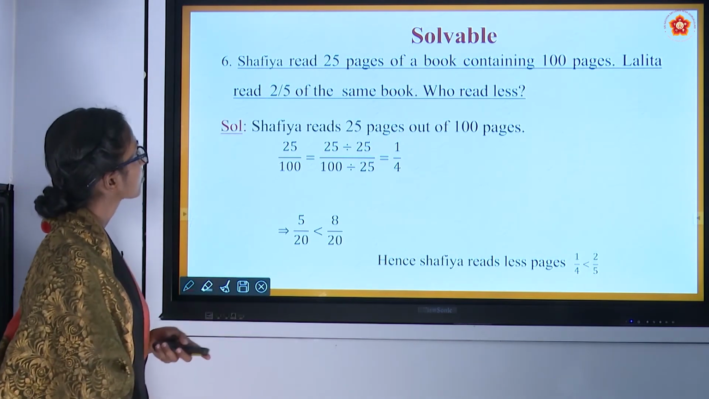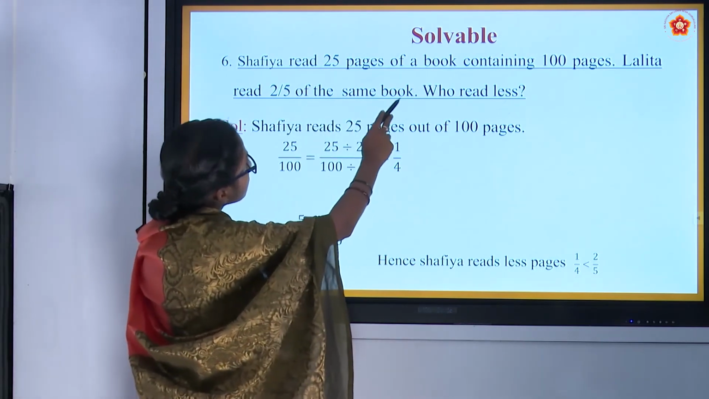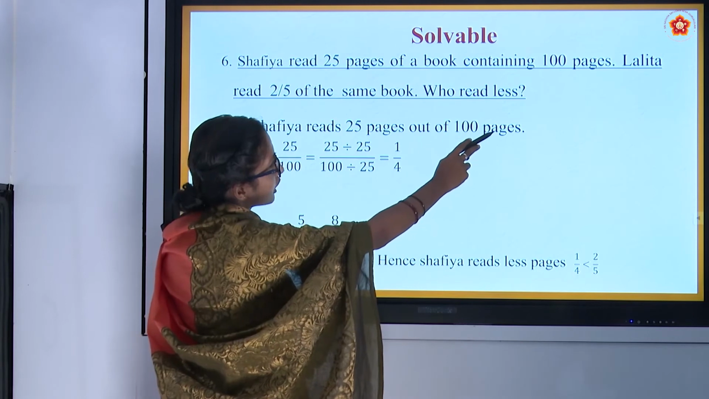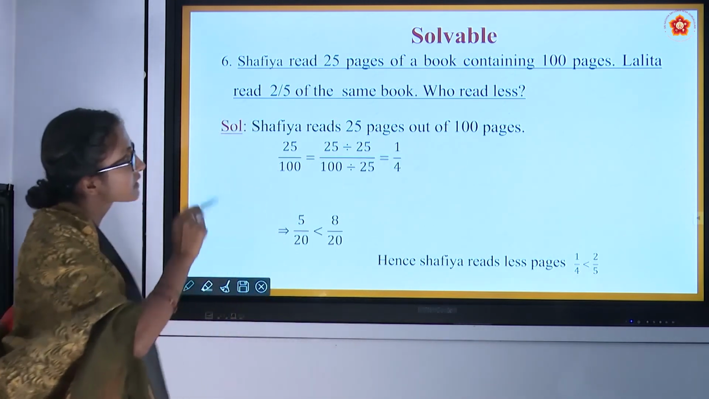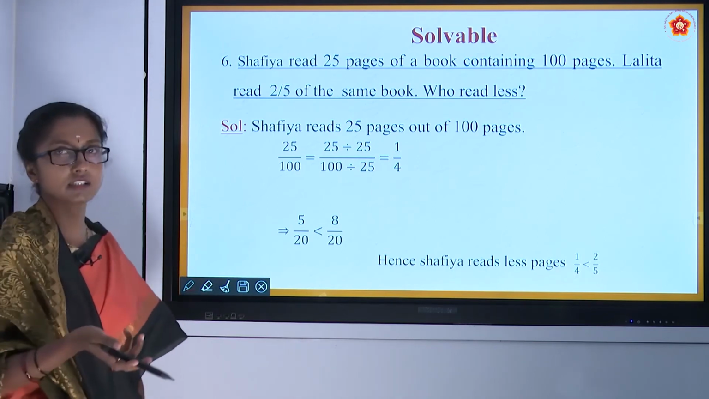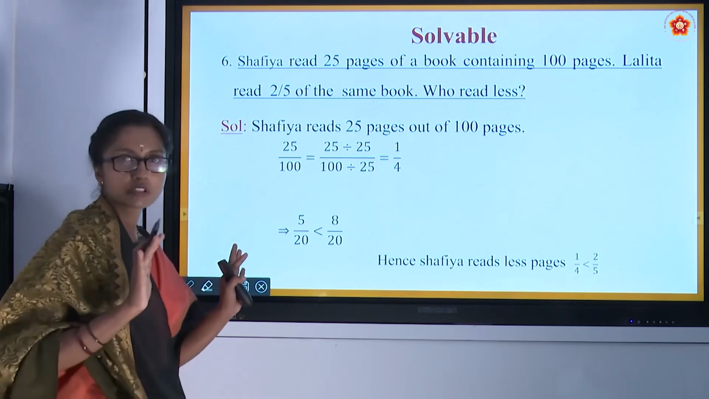Let's solve this problem. Shafia read 25 pages of a book containing 100 pages. Lalita read 2 by 5th of the same book. Who reads less? So they are asking us to compare. Totally there are 100 pages.